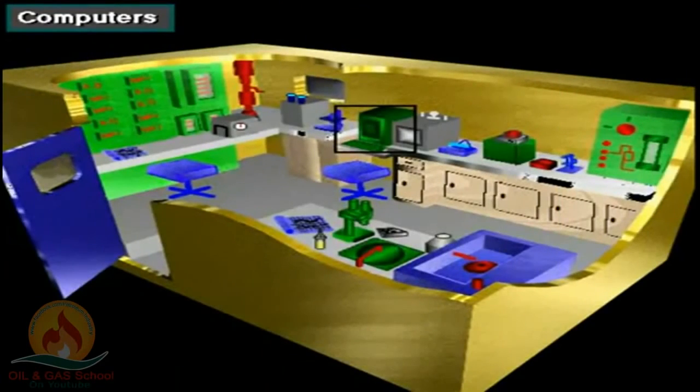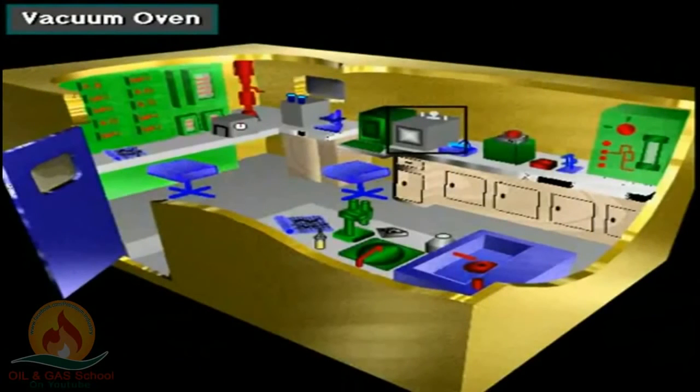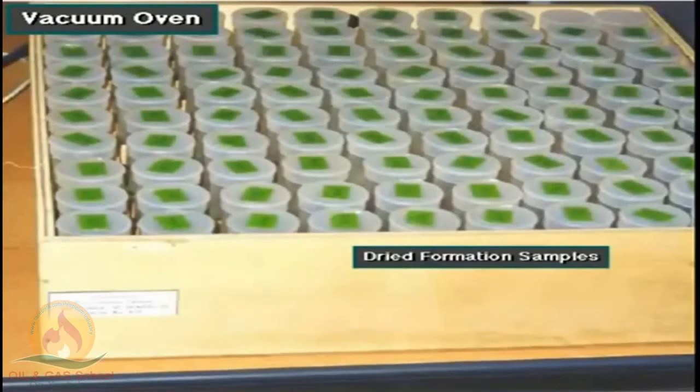Computers help mudloggers analyze, interpret, and report information they gain from mudlogging equipment. In some logging units, powerful computers directly read drilling information, process it, and print out detailed reports on the status of the well. Mudloggers use a vacuum oven to dry out formation samples. Then, they evaluate the dried samples for further facts about the formations being drilled.